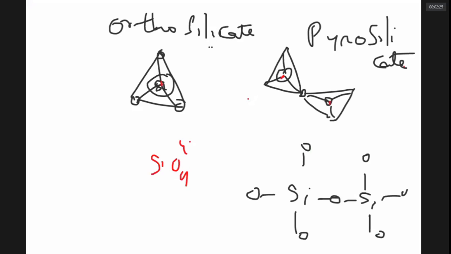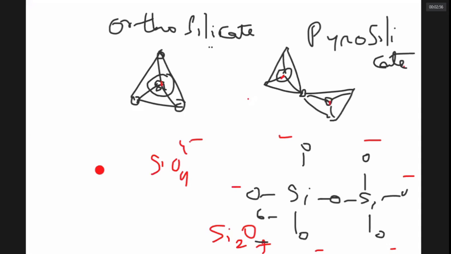Sir, SiO4 has 4 minus charges. What about this, sir? How many negative charges will it have? Whenever oxygen makes one bond, it will have a negative charge. So actually it is Si2O7 6 minus. The pyrosilicate has Si2O7 6 minus ions. Only one corner is shared.